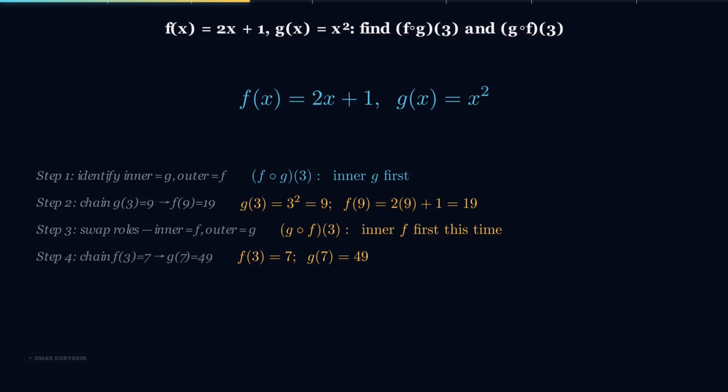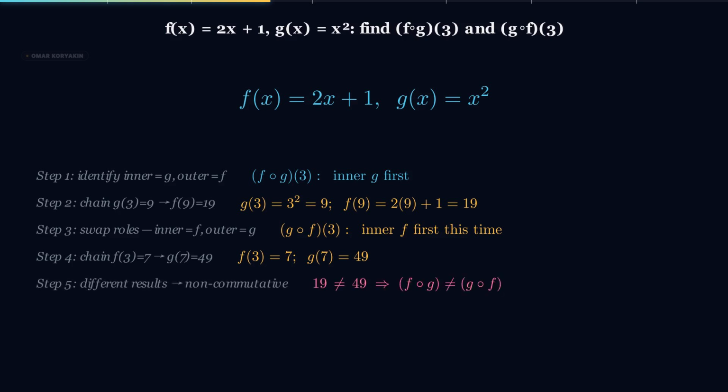Step 4. Build the symbolic composition rules to verify the specific evaluations. F composed with g of x equals f of x squared equals 2 times x squared plus 1, which is 2x squared plus 1. Evaluate at x equals 3: 2 times 9 plus 1 equals 19. Match. G composed with f of x equals g of 2x plus 1 equals the quantity 2x plus 1 squared. Evaluate at x equals 3: the quantity 2 times 3 plus 1 equals 7 squared equals 49.